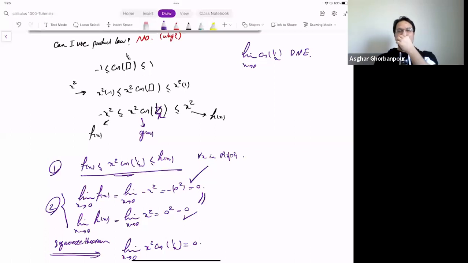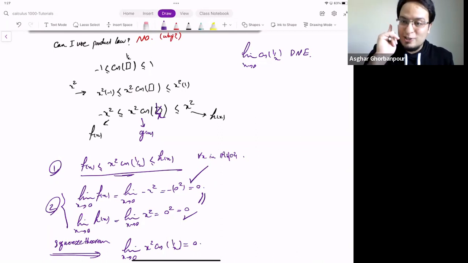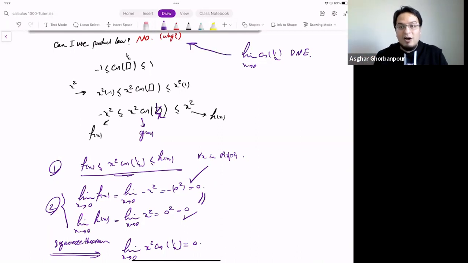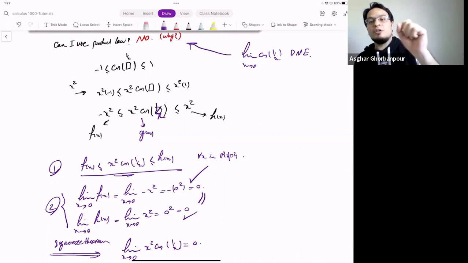If one function has a limit at one point and the other function does not have a limit at that point, you cannot say that the product does not have a limit at that point. That's exactly why you cannot use the product law, because for the product law, you have to make sure both of them have a limit.